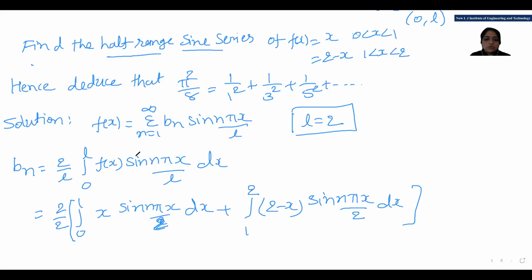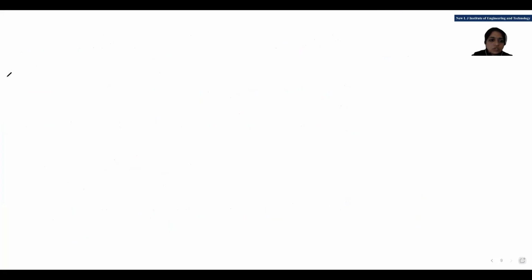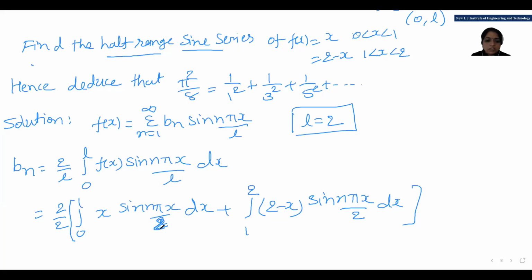Okay. So, as our given function is discontinuous, we split our integral into two steps. Let's start with the first step. As 2 by 2 is 1, our first integral is x into sine n pi x by 2.